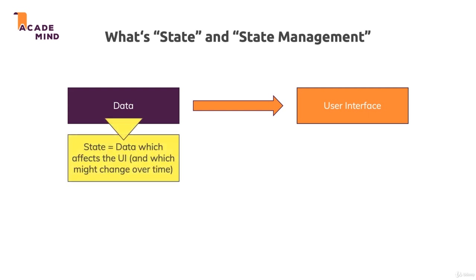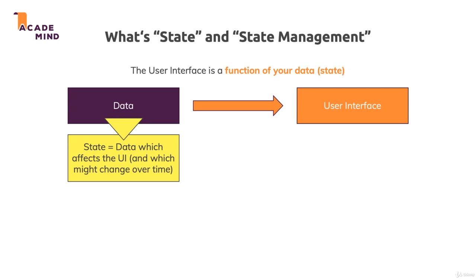State is simply data which affects the user interface and which also might change over time. So something like, are we currently loading new data? Well, if that changes, you probably want to show a loading spinner on the user interface. So that information is also a piece of data that affects your app, your UI, and which therefore would be labeled as state. The user interface in the end is just a function of your data or of your state, which means if your state changes, the user interface changes.